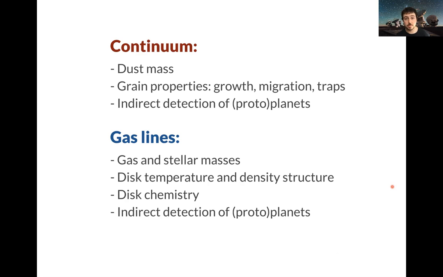If you have gas line observations, you can measure the amount of gas in the disk, but you can also derive the mass of the central object. And if you combine that with disk models, you can also derive the temperature structure and the density structure of the disk. Of course, you can do a lot of chemistry, and you can also use gas line observations to infer the presence of previously undetected protoplanets in the systems. So let's start with the continuum.